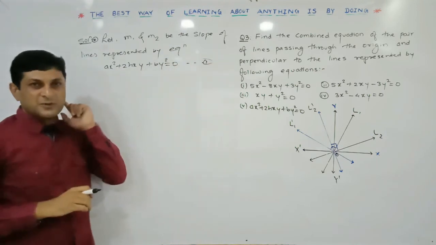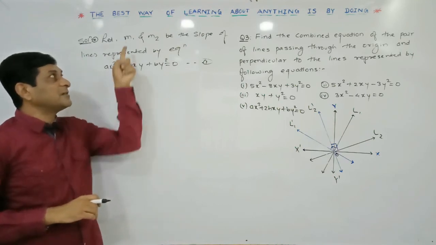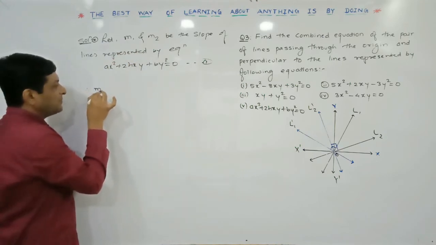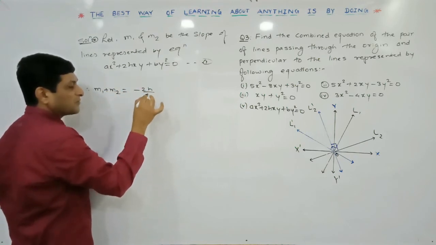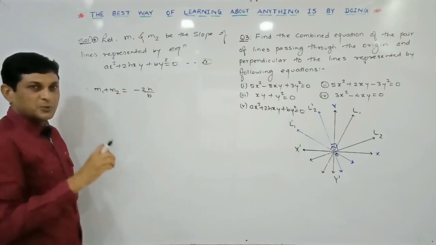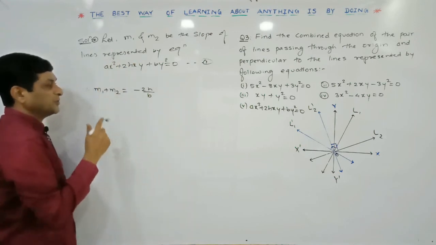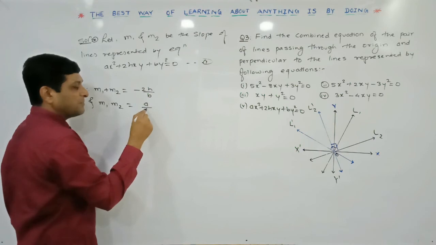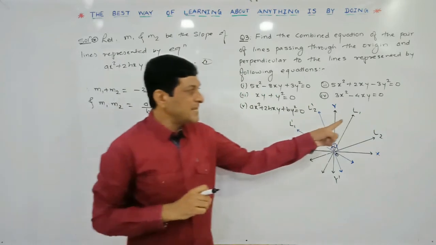We know that this homogeneous equation represents a pair of lines passing through the origin, and the slopes of the lines represented by this equation we have denoted by m1 and m2. Therefore m1 plus m2 is equal to minus 2h upon b. This is the formula for the sum of slopes. This result we have seen when we proved the third theorem 4.1. After that theorem we have discussed all the results related to the homogeneous equation. And m1 into m2, the product of slopes, is equal to a by b. Okay, now try to understand the very important condition. What is the slope of this line L1?